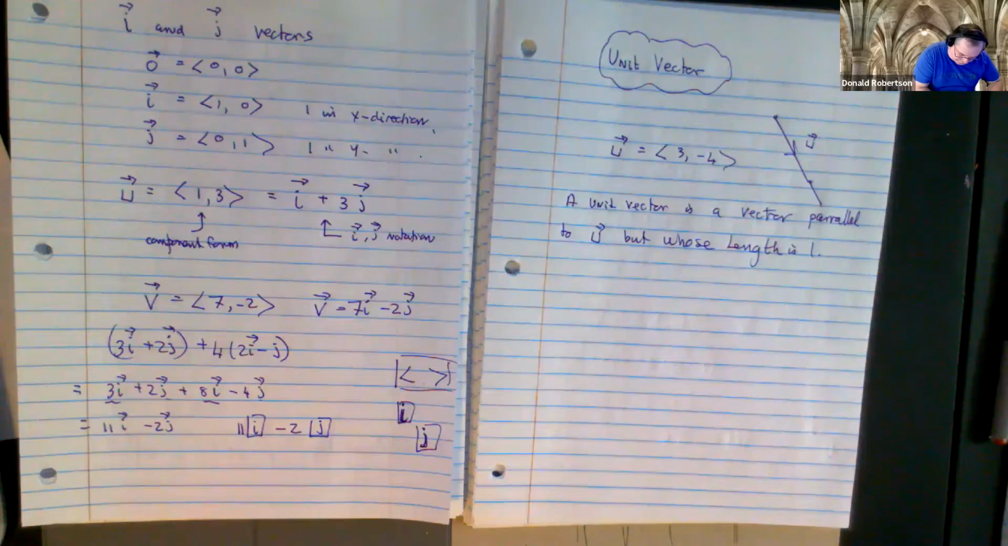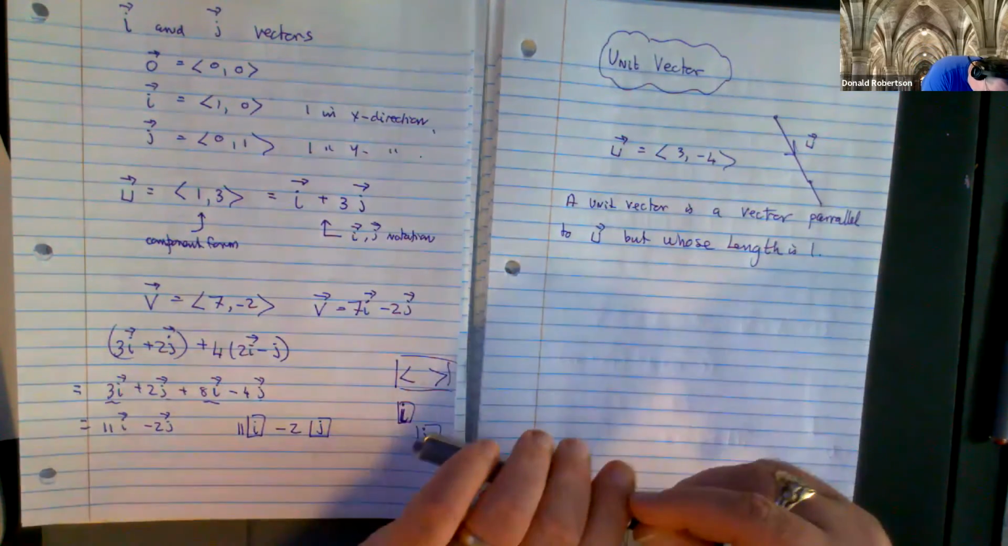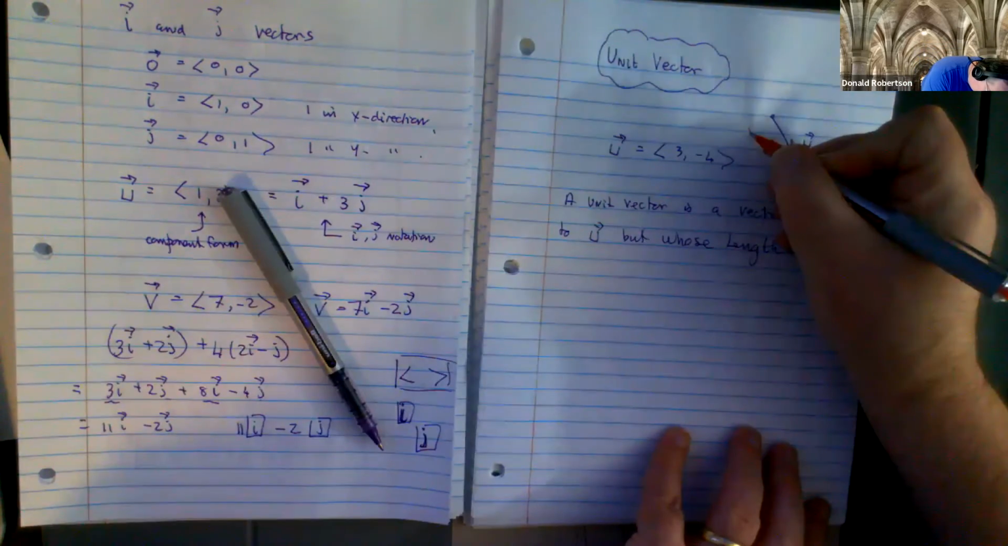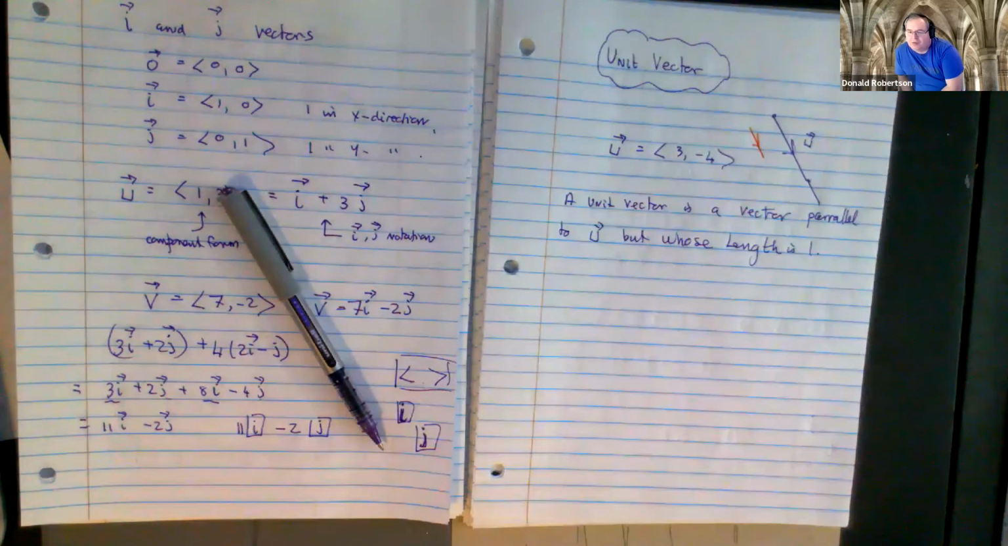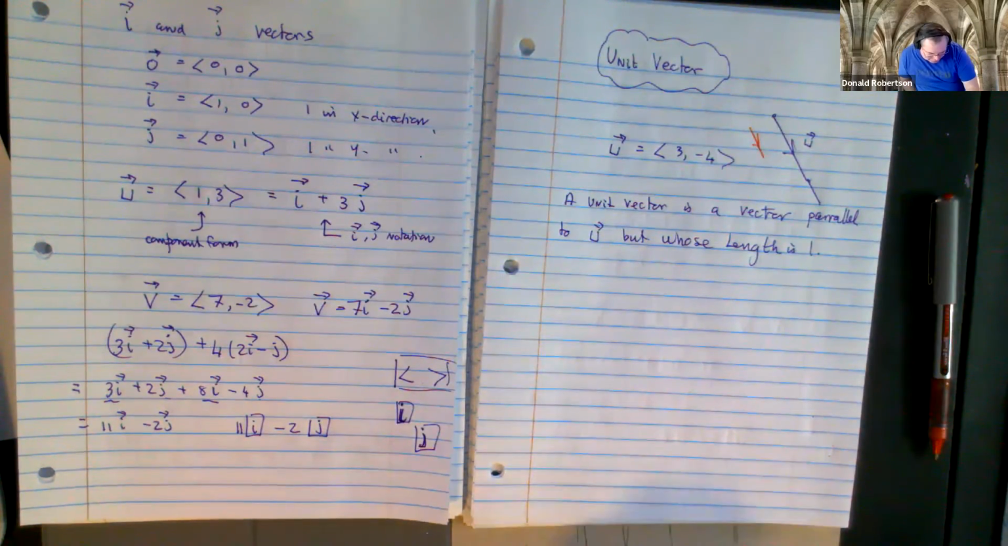So if I was trying to say what does a unit vector look like, that guy there would be my unit vector. You see him? Parallel but 1 unit long. Right. So there must be a way in which we can find the unit vector of any vector. Right?